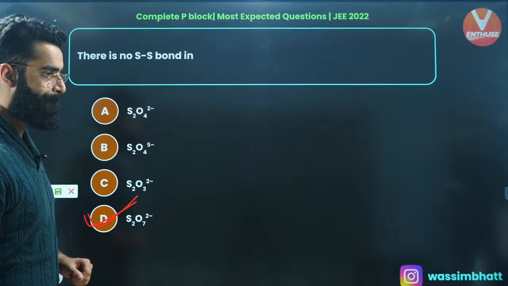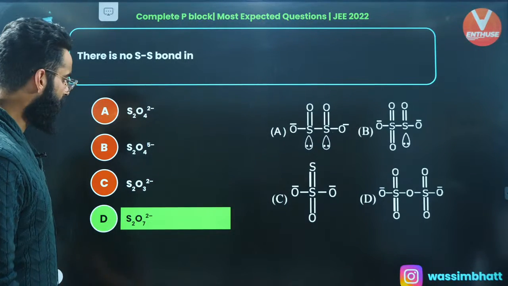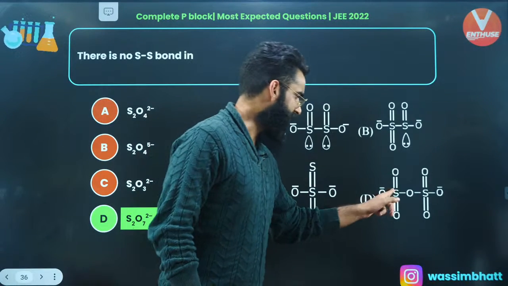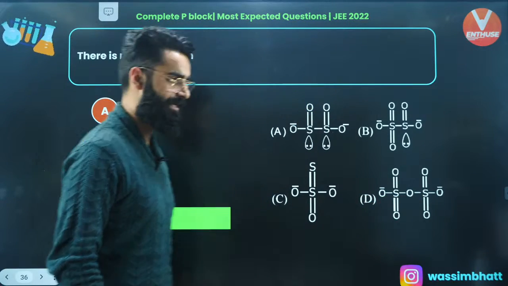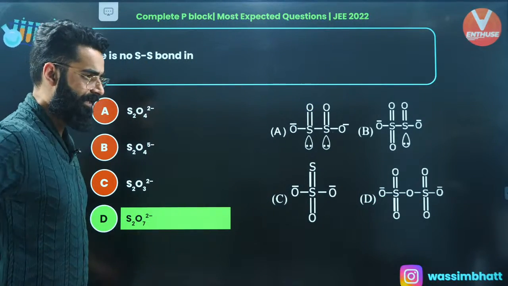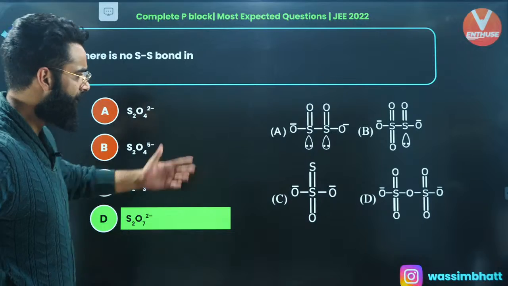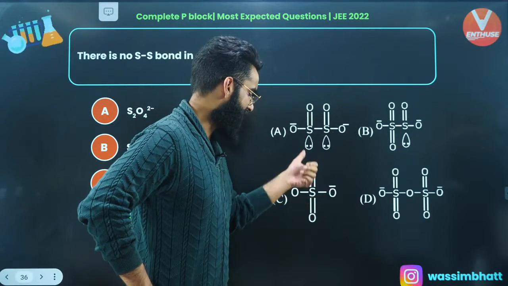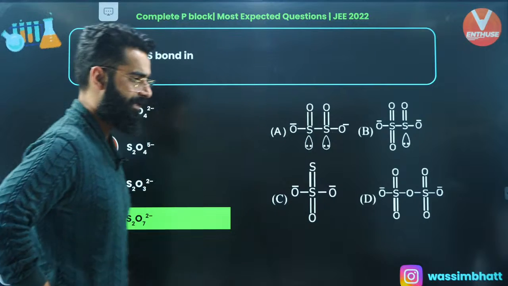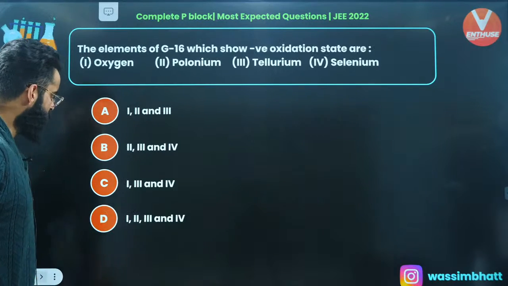Right, people? If you want to have a look at its structure as well, you can check it out. There is SOS linkage basically, right? There is SOS linkage present in S2O7 dinegative. If you check over here, there is S single bond S. There is no SS bond in the last one. Perfect. Moving on to one more.